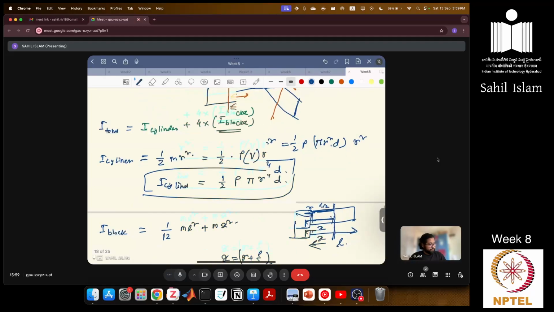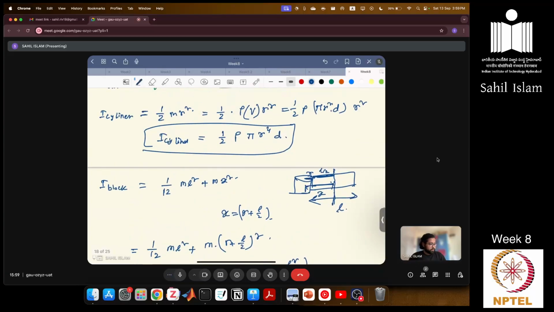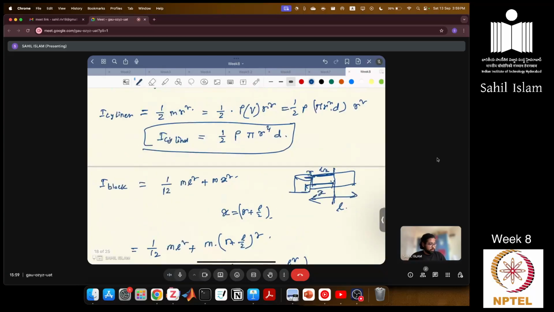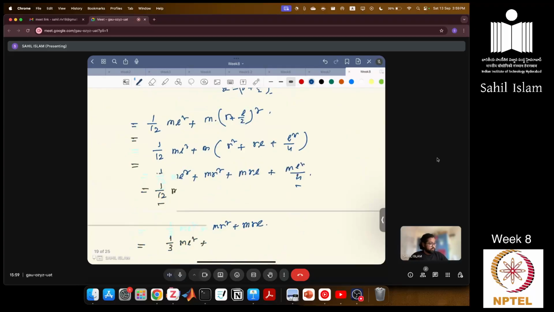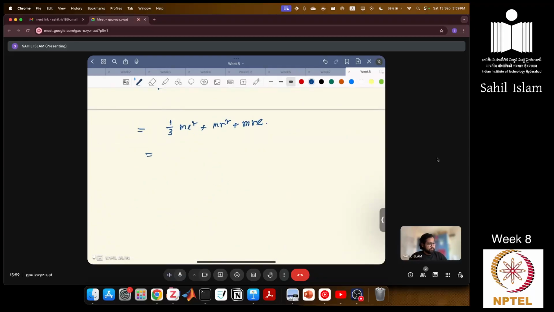Now also the mass. Let's write the mass as, now we have this block like thing, right?